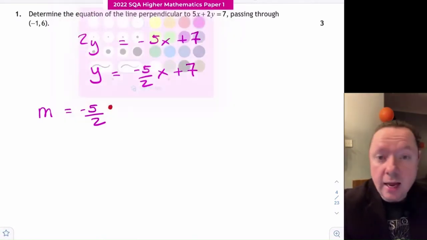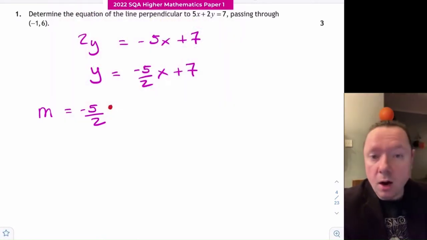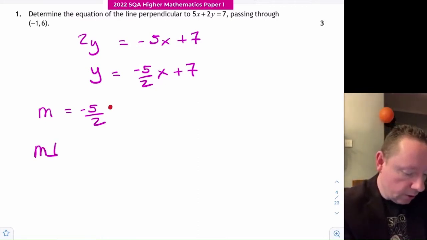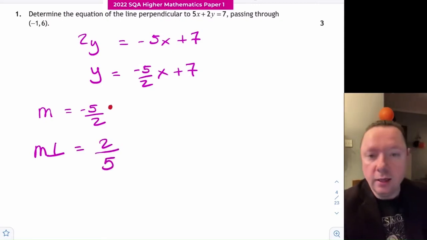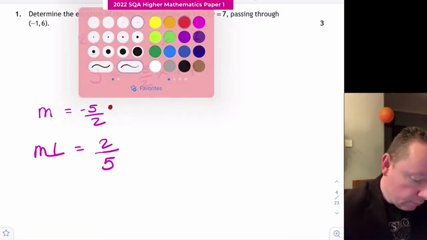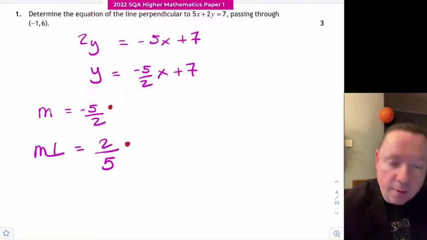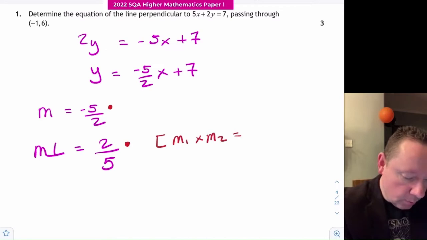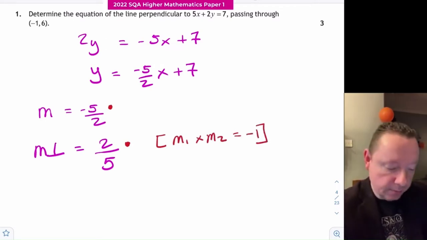And for your second mark, you get a mark for using perpendicular gradients. So if you say the gradient of the perpendicular equals 2 over 5 because of negative reciprocals. M1 times M2 equals minus 1, remember. For this paper, you didn't have to state that M1 times M2 equals minus 1, but let's just put that at the side because most of the time you'd probably say that just to be on the safe side.